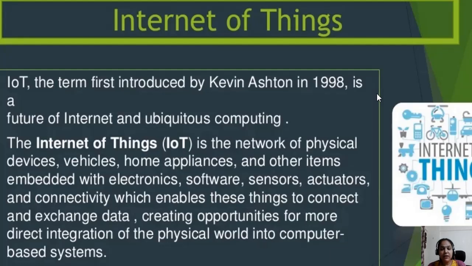And in this network, we are considering the physical devices, just like your mobile phones, cells, or any of the physical devices. You can talk about your televisions and all. Not only that, vehicles are also included, home appliances are also included, and embedded systems are also included, like electronics, a washing machine, your ACs and all, right? Then sensors are also there, actuators are also there, right?